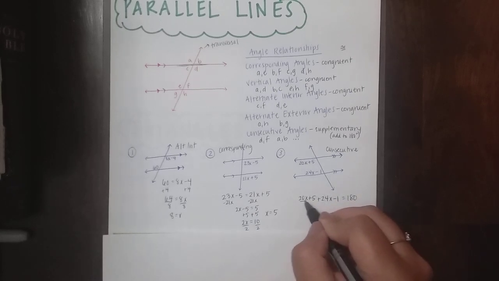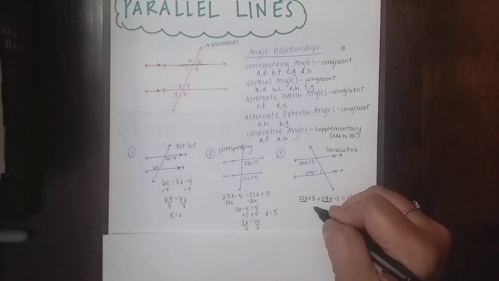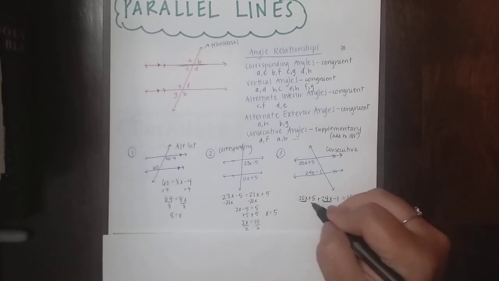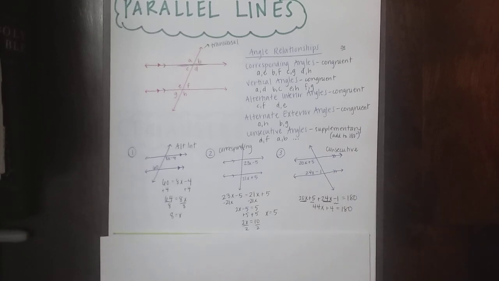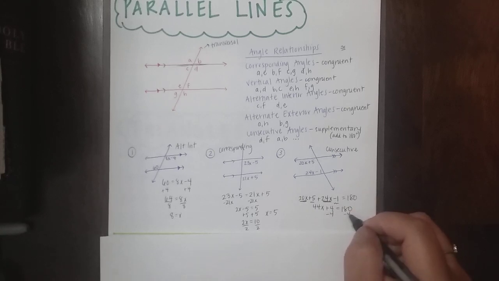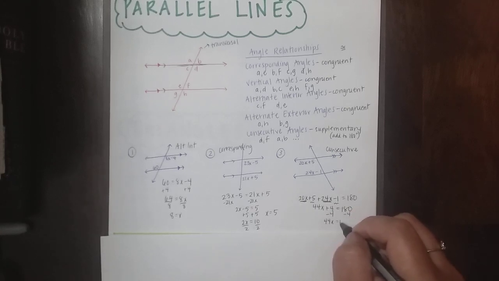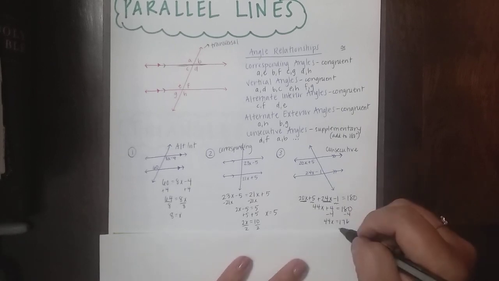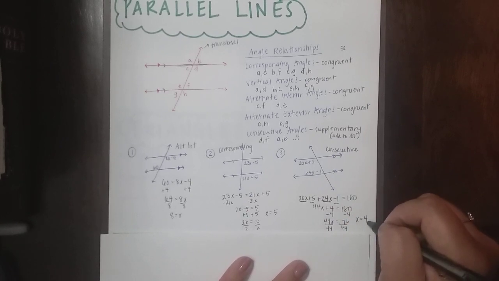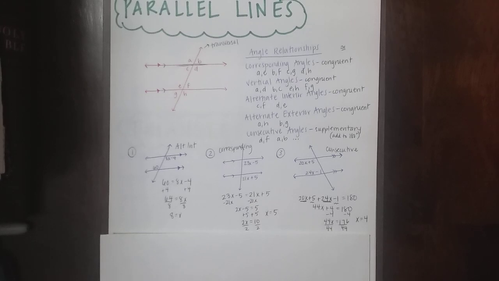Combine my like terms. So we got a 20x and a 24x, and I got a 5 and a negative 1. And now we have an equation that's a little easier to solve. I'm going to start by subtracting 4. So we get 44x equals 176. And then 176 divided by 44 is 4. So we get x equals 4. So you've got to be able to name the relationship as well as solve for missing pieces, given whatever relationship you have.